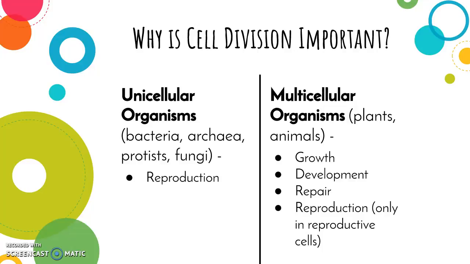So why do cells need to divide? If I'm a unicellular organism, this is important in order to reproduce. I need to divide so that I can make more of my own species. If I'm a multicellular organism, I need to reproduce so that I can grow taller or bigger, so that I can develop. If I'm a frog, I might need to grow legs or lose a tail. If I'm a butterfly, I need to change my cells so that I go from a caterpillar into a butterfly. I might need to repair my paper cut or a broken bone. Or I might need to divide so that I can reproduce, and that would be meiosis happening for our reproductive cells.